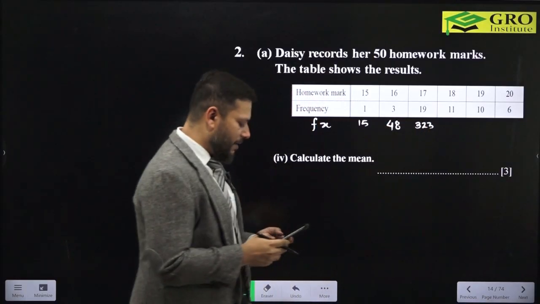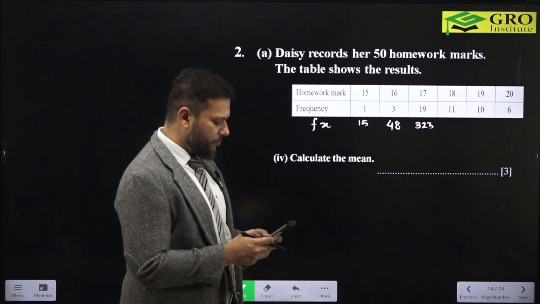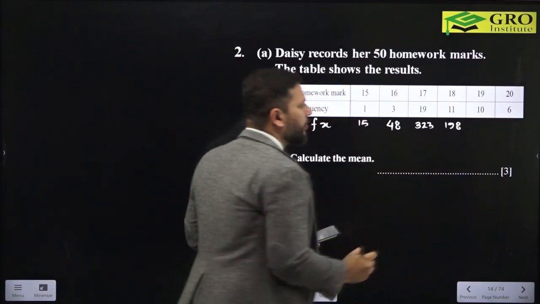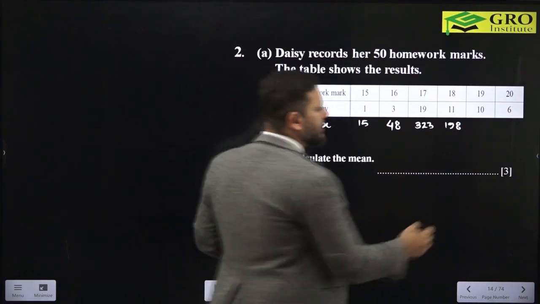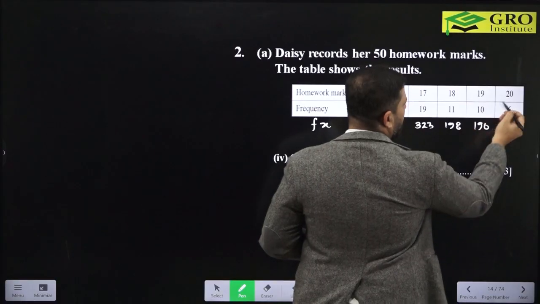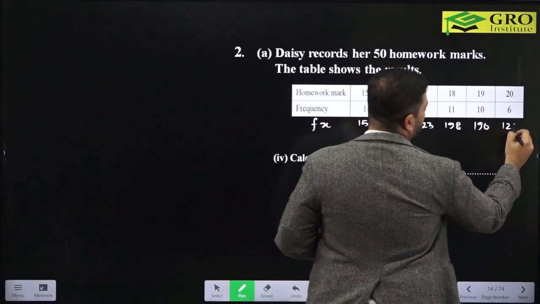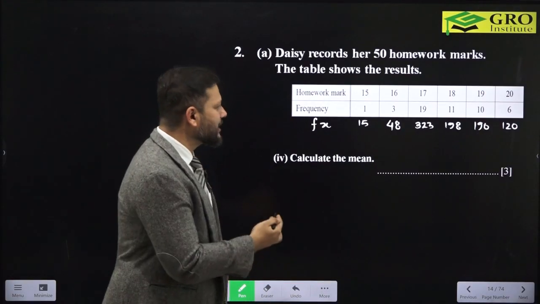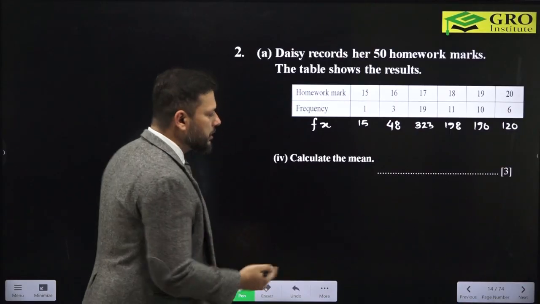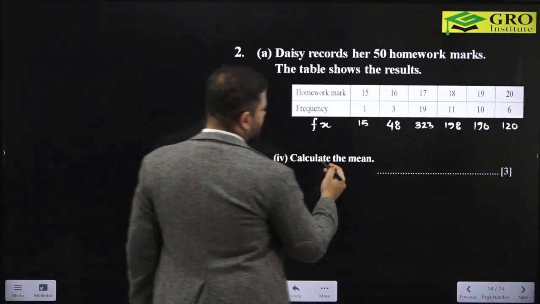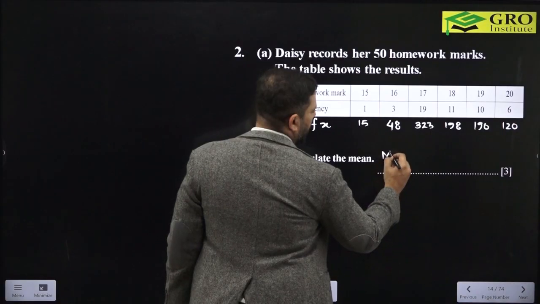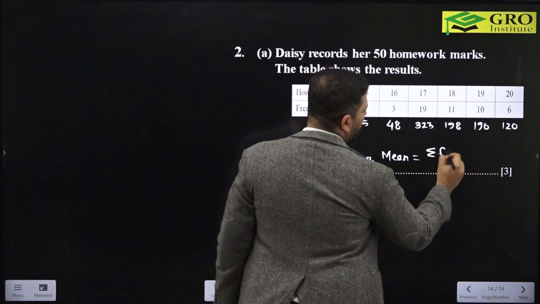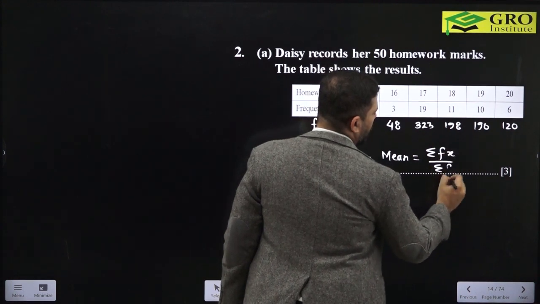323. What would be 11 times 18? 11 multiplied with 18 would be 198. Then 10 times 19, we know very easy, 190. And 20 times 6 would be 120. So this is the fx, multiplication of frequency with each data. And we know that mean is equal to summation of fx upon summation of f.